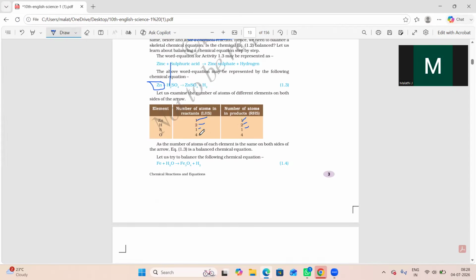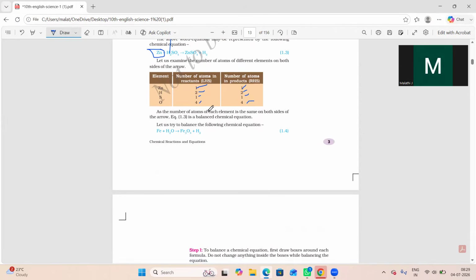Oxygen: the number of atoms at the reactant side is 4. The number of oxygens at the product side is 4. Is there any balancing needed? We need to balance any atom. Is it the same for both sides?